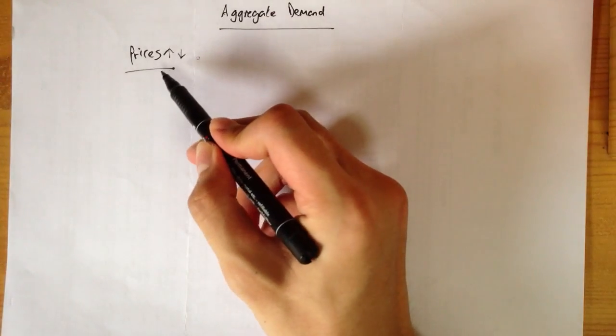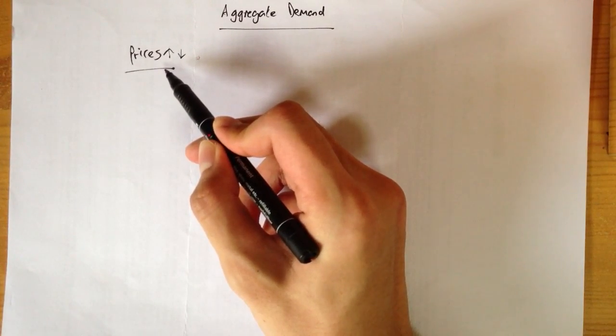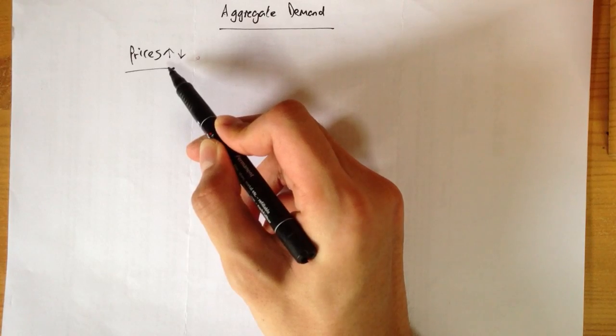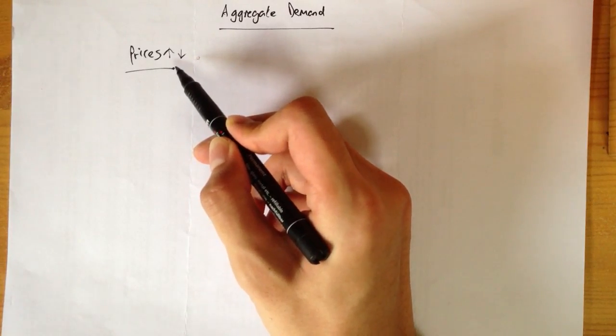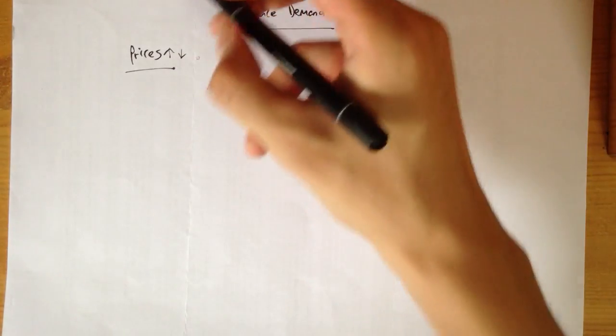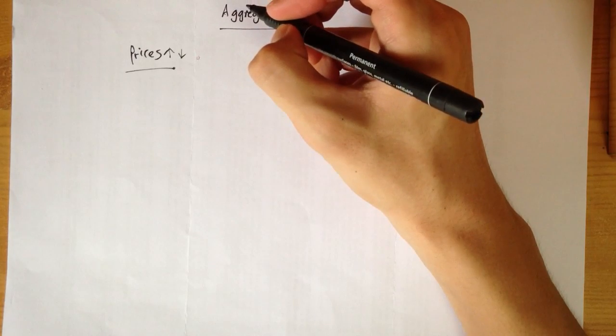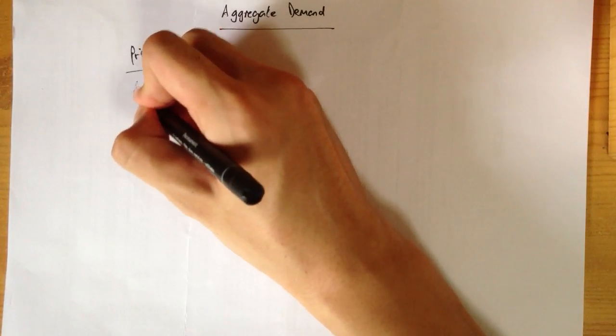Whenever we're talking about aggregate demand, we're always referring to a change in prices, an increase in prices or a decrease in prices. And as we know, the AD curve is downward sloping.